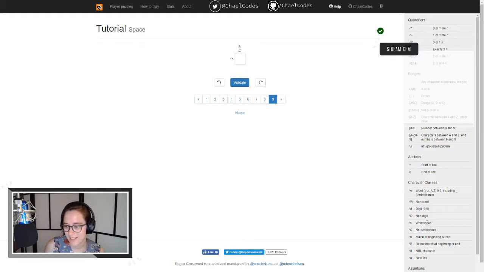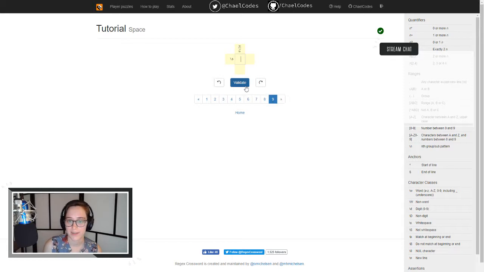Let's see. /s is white space. Right. S is for space. Just kidding. So I just put a single space in there because that's going to match our /s right here, and it's going to match our or /s right here. Sweet. So that validated.